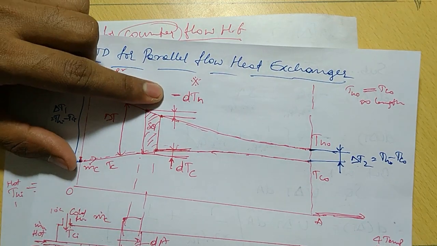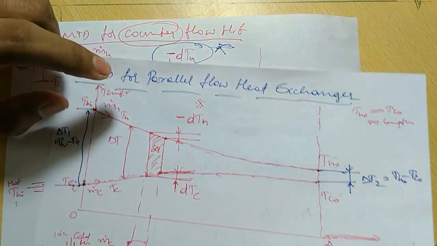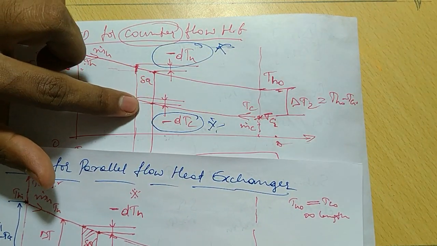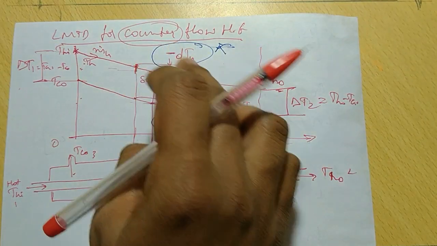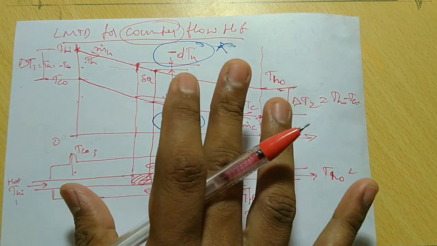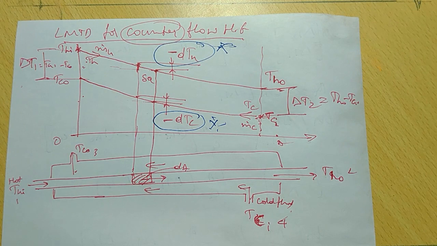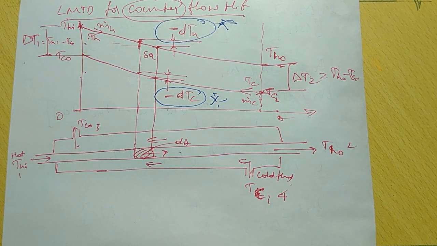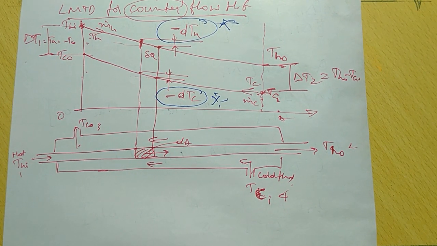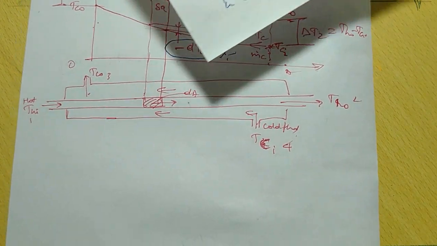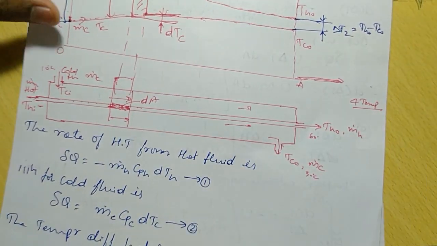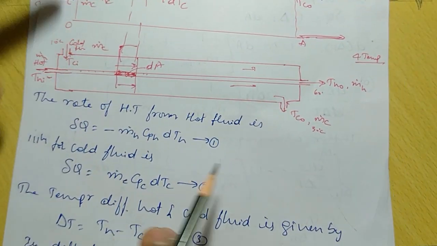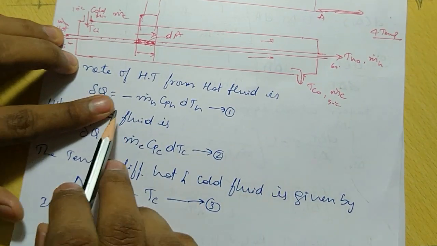Here, this is negative and this is positive, but in the counter flow both are negative. Once you write this, the remaining thing is completely easy. Just what I did in the last derivation, the same derivation I will show here, how to do the manipulation. The rate of heat transfer from the hot fluid is given by the same equation.